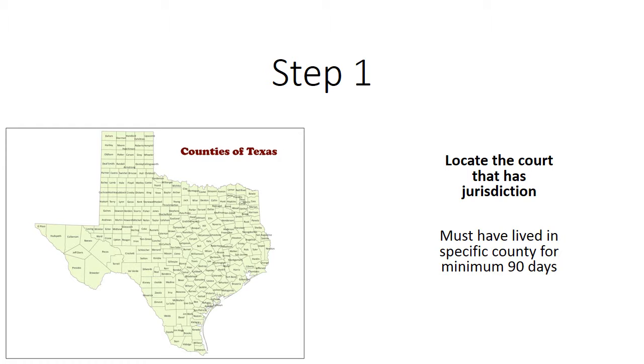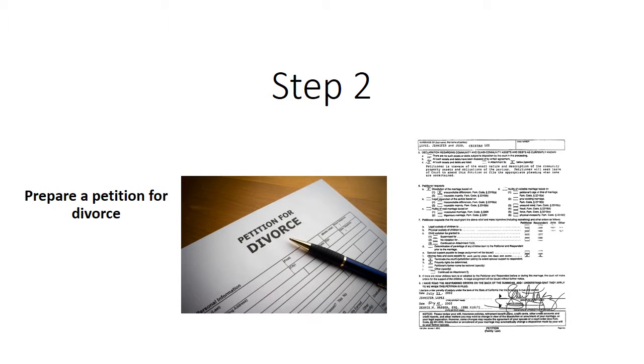Step 2. Prepare a petition for divorce. It sets out the basic information required for the Texas Family Code, such as the grounds for and request for divorce, request for division of the community property and recognition of the petitioner's separate property, and a request for orders concerning the children, pets, anything of that nature. The division of the community property includes items such as homes, cars, anything the two of you own together. The separate property is exactly what it says, anything that belongs to either one of you separately.